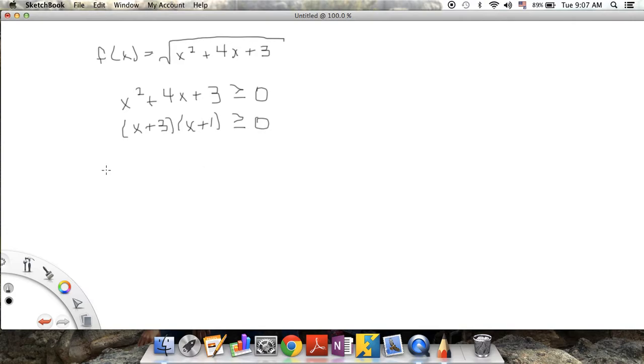Well, you might recall from Algebra 2 that what this means is that x plus 3 has to be greater than or equal to 0, and x plus 1 has to be greater than or equal to 0. You've got to have them both positive, or you've got to have them both negative so that the product will be positive.